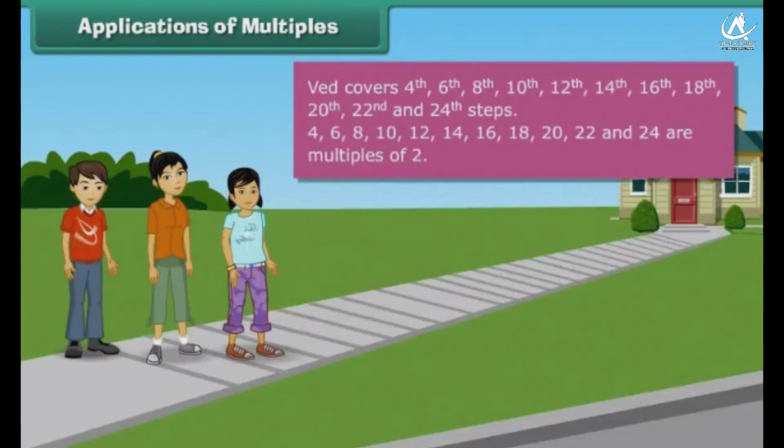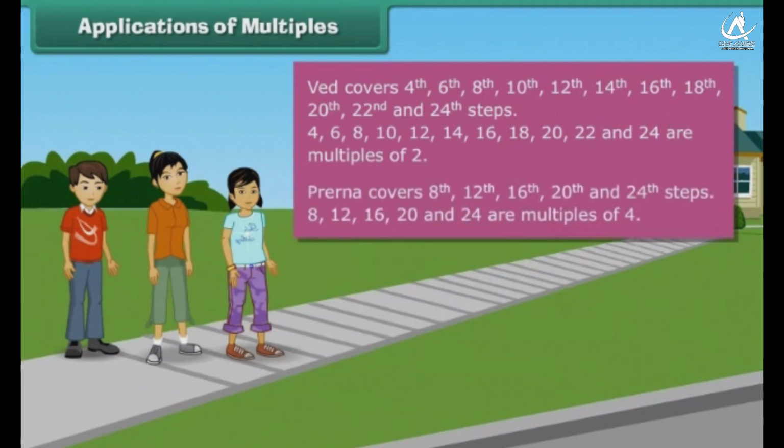Ved covers the 4th, 6th, 8th, 10th, 12th, 14th, 16th, 18th, 20th, 22nd, and 24th steps. 4, 6, 8, 10, 12, 14, 16, 18, 20, 22, and 24 are multiples of 2.